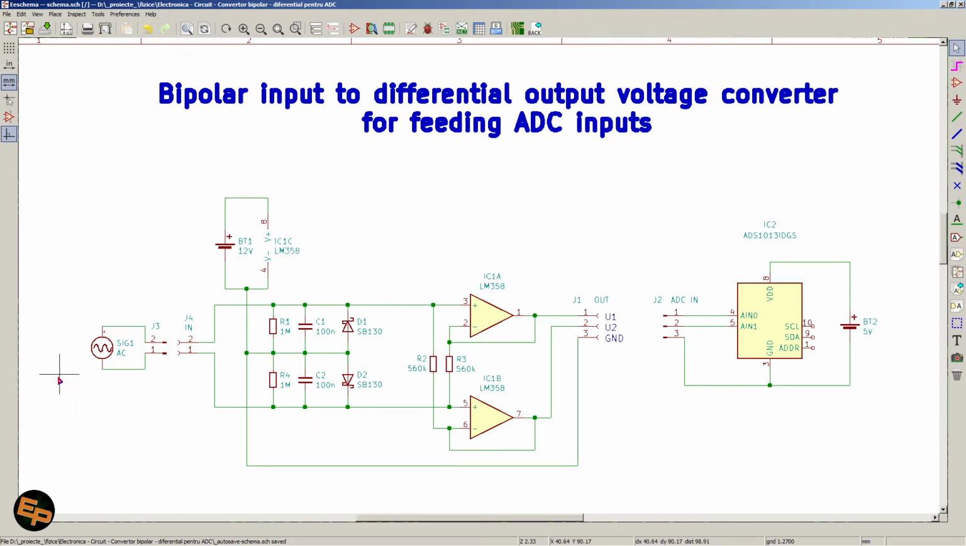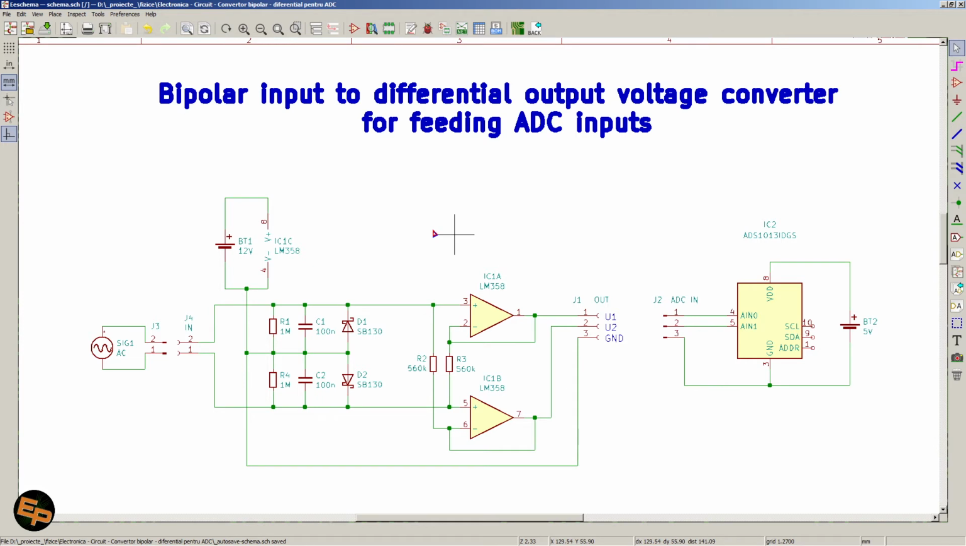So what we need to do is take this voltage that can be both positive and negative, and from it create two voltages on the output that are absolutely positive no matter what. Okay, and those voltages can be safely sent to an ADC.